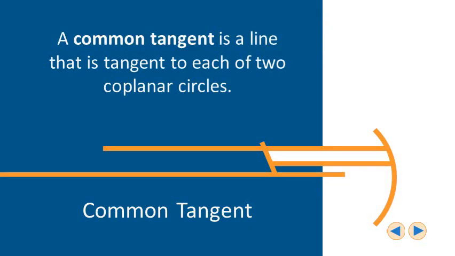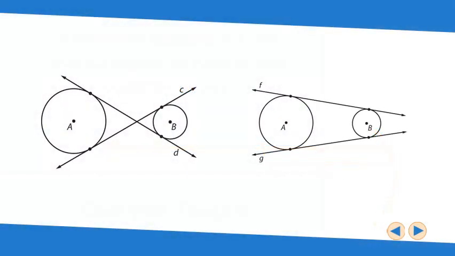A common tangent. A common tangent is a line that is tangent to each of 2 coplanar circles. This is the definition. So here we see that line C and line D are common tangents, as are line F and line G. But they're different kinds of common tangents. So let's look at that.